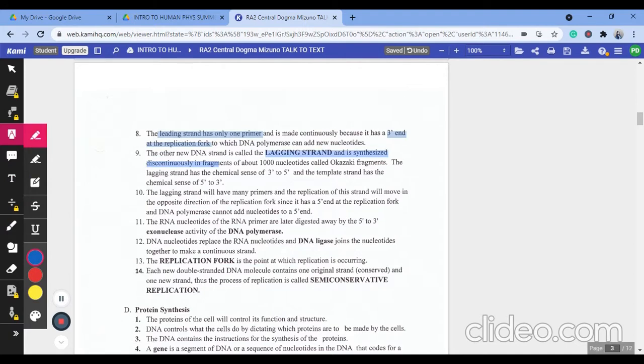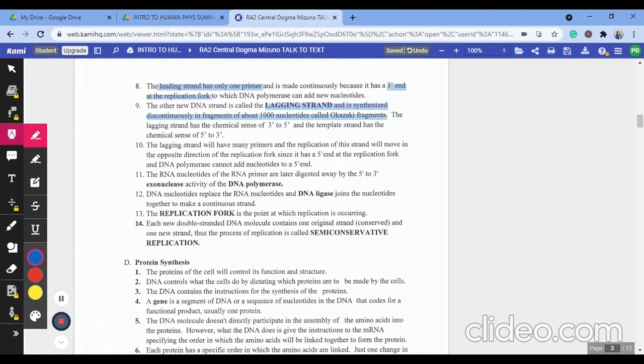about 1,000 nucleotides called Okazaki fragments. The lagging strand has the chemical sense of 3' to 5' and the template strand has the chemical sense of 5' to 3'. The lagging strand will have many primers and the replication of this strand will move in the opposite direction of the replication fork, since it has a 5' at the replication fork and DNA polymerase cannot add nucleotides to a 5'. The RNA nucleotides of the RNA primer are later digested away by the 5' to 3' exonuclease activity of the DNA polymerase.